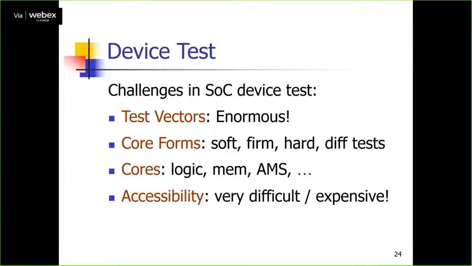Cores can come in soft, firm and hard forms, and each utilizes test cases or test vectors. The cores may be a logic core, a memory core, or an AMS core. Depending on that, other factors need to be considered. Accessibility is very difficult or expensive, so it depends on how it can be taken care of. The difficulty is seen in the physical factors.